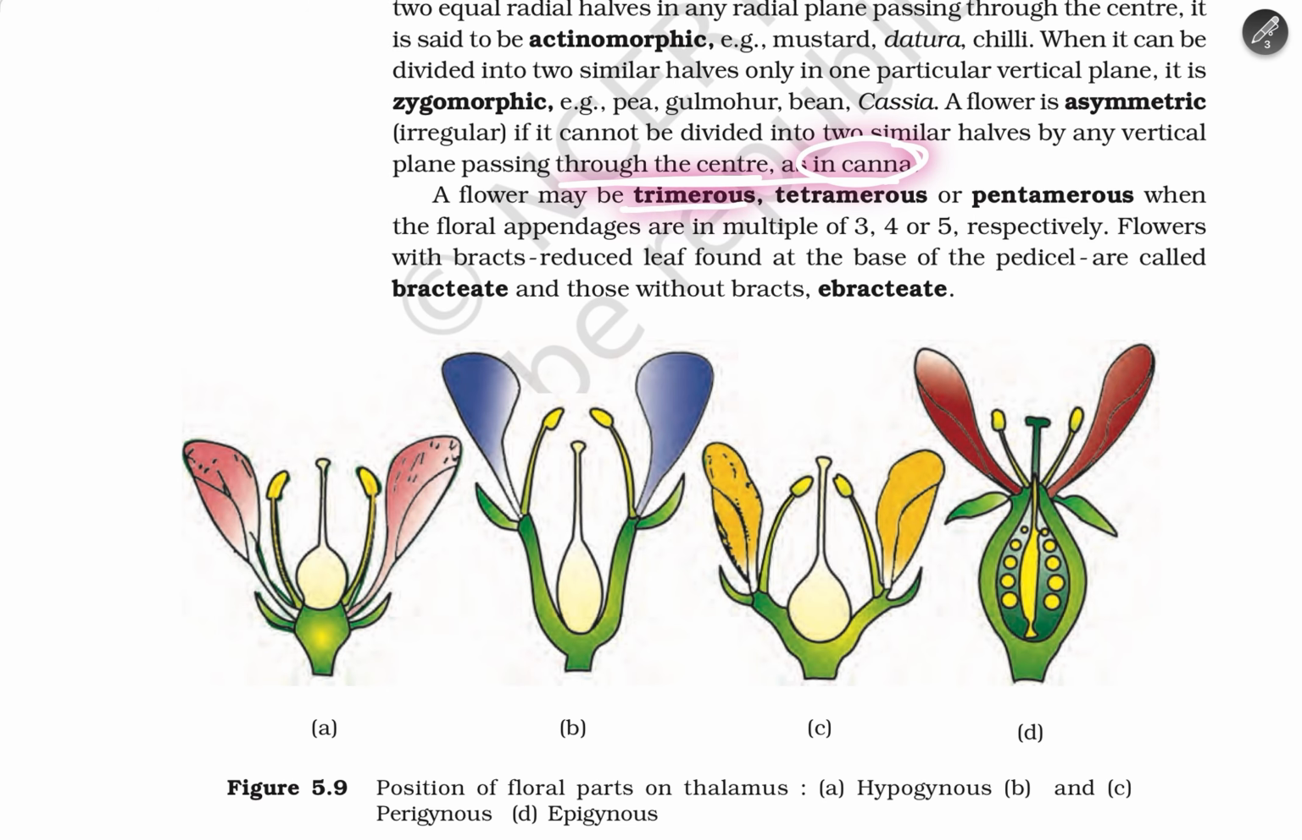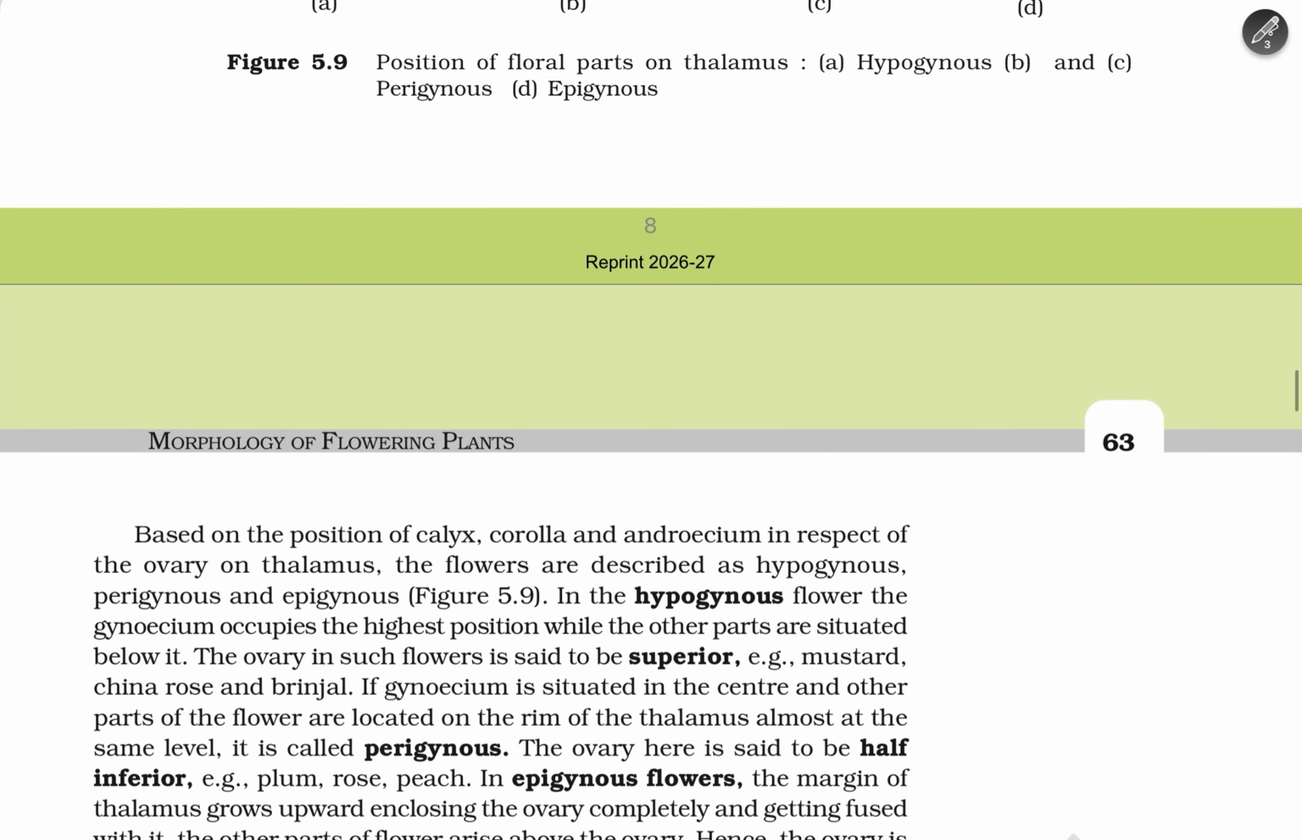A flower can be trimerous, tetramerous, or pentamerous when the floral appendages are in multiples of 3, 4, or 5. Flowers having bracts, reduced leaves found at the base of the pedicels, are called bracteate, and those without bracts are called ebracteate.